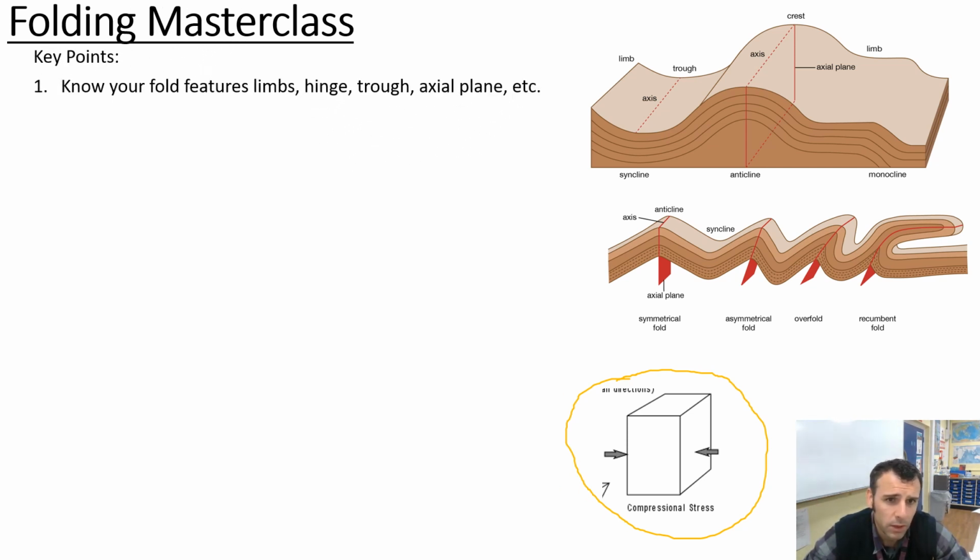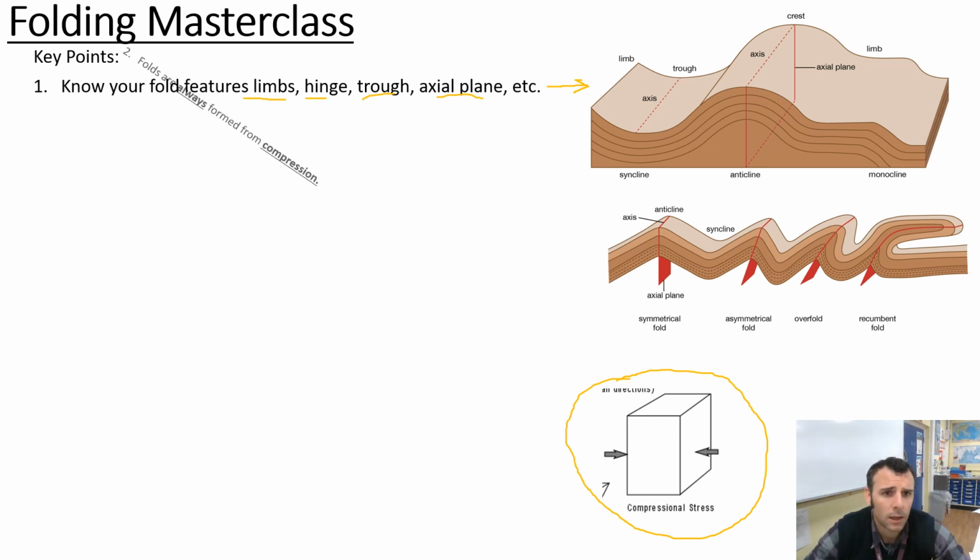Our key points, obviously, know your features. Your limbs. If you hold it like that, that's an anticline, and this is one limb. This is another limb down here, and the syncline would be the same, but the other direction, obviously dipping in that direction. The hinge, the trough, the axial plane, they're all on this diagram over here, so you can look at that at your leisure.